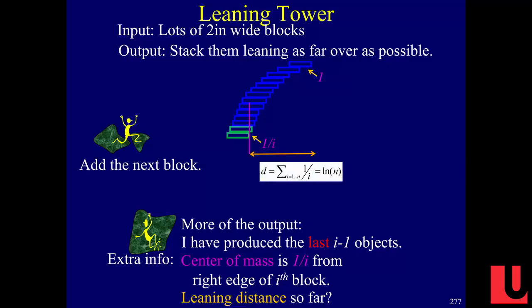So what's the total shift? Well, it's the sum. It's 1 plus a half plus a third plus a fourth plus a fifth plus a sixth. Now, this is a very famous sum. People know about this sum? It's called the harmonic sum.